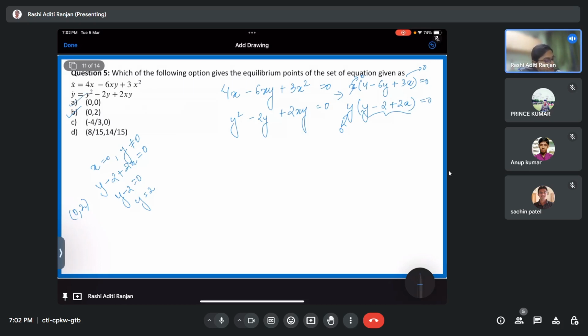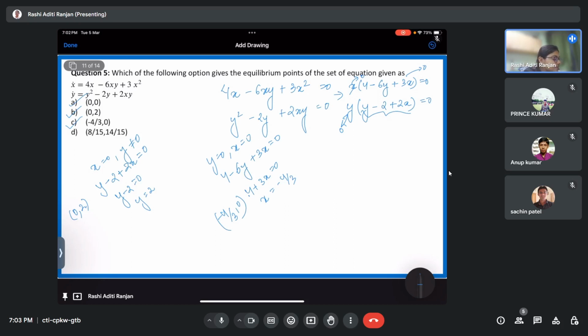Now if I consider that my y is equal to 0 and my x is not equal to 0, then what is going to happen? I'll try to solve it. I'll have y times (4 minus 6y plus 3x) equal to 0. My y is 0, so I'll have 4 plus 3x is equal to 0. So x will be equal to minus 4 by 3. So my second fixed point would be (minus 4 by 3, 0), which is option C.